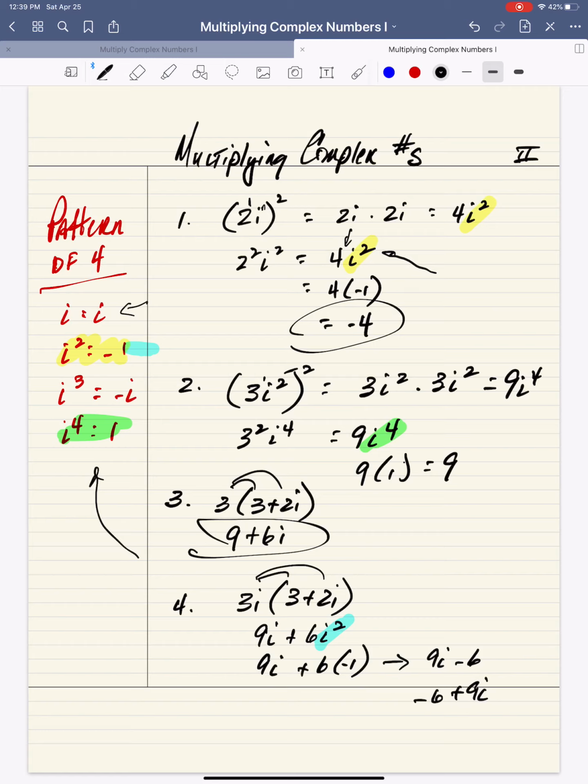Why? Because when you multiply complex numbers, up here at the top, complex numbers are in the form a plus bi, where bi is the imaginary number and the a is the real number. That's why I changed it around.